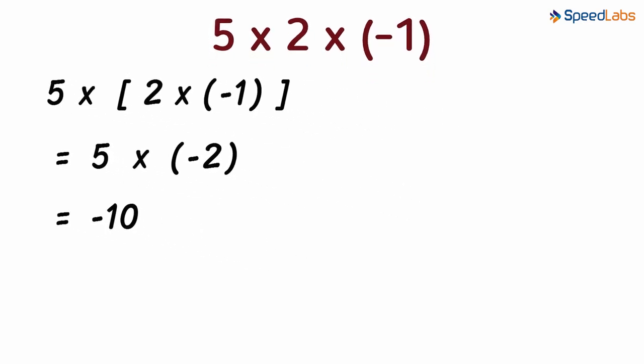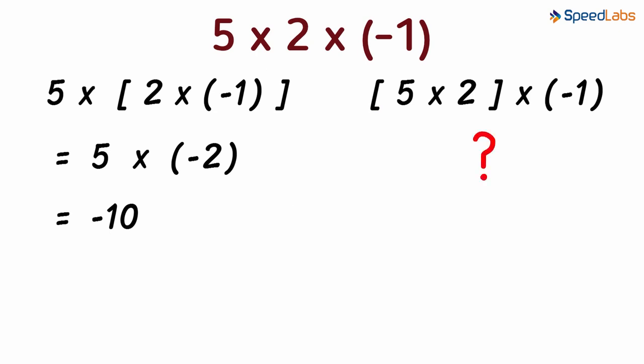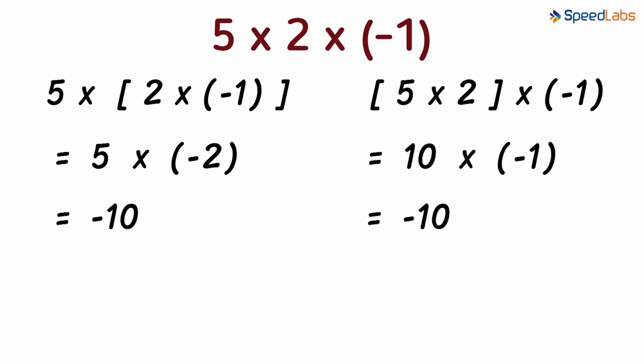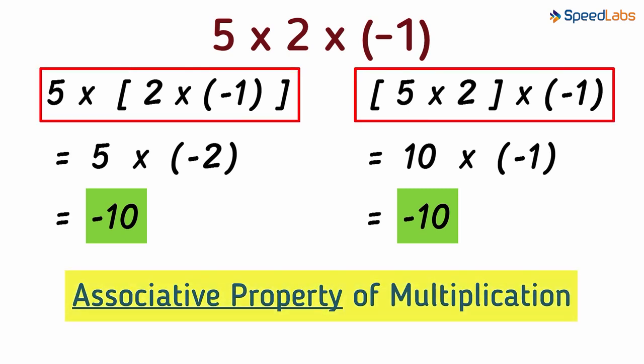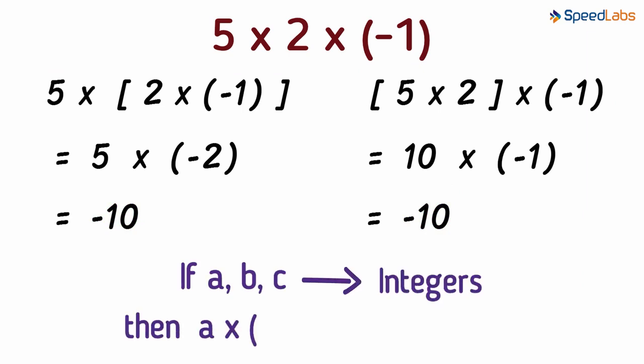Let us associate these two integers now. Do you think the product will differ because we have changed the grouping of integers? Here's the solution. The answer is still the same, -10. That's because of the associative property of multiplication. It states that we can multiply regardless of how the integers are grouped. Here's a good way to express it.